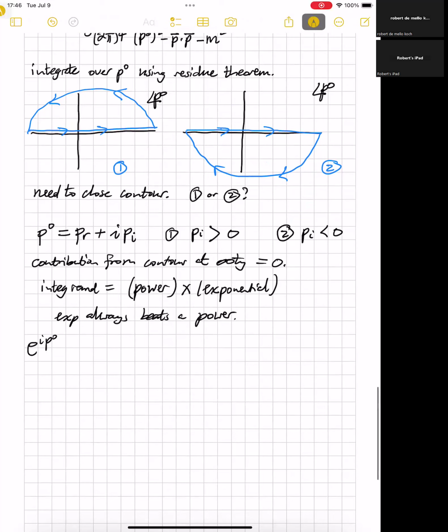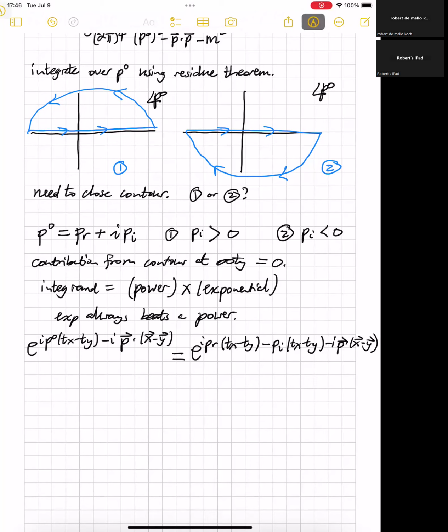Well, we've got e to the i P naught (t_x minus t_y) minus i p dot (x minus y). And let me plug in the complex P naught. So we'll have e to the i, we'll have the real part, P_R (t_x minus t_y), and then we will have minus P_I (t_x minus t_y), minus i p dot (x minus y). What I've done is a trivial substitution.